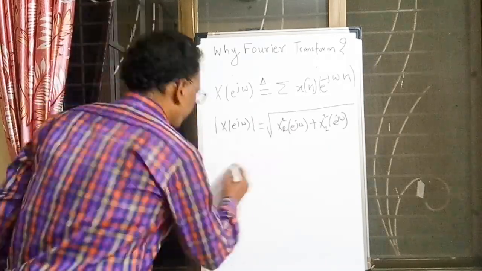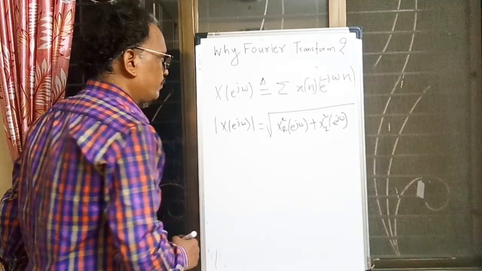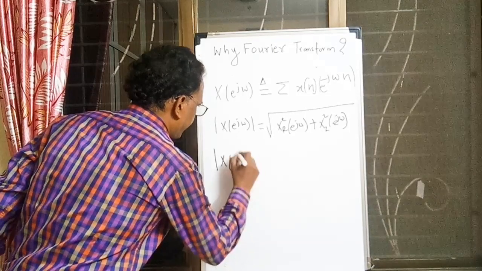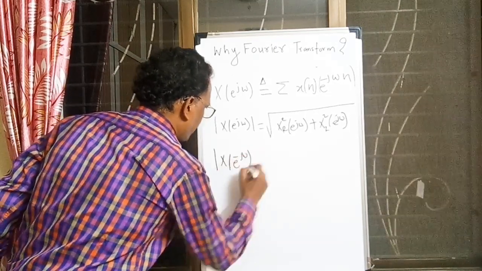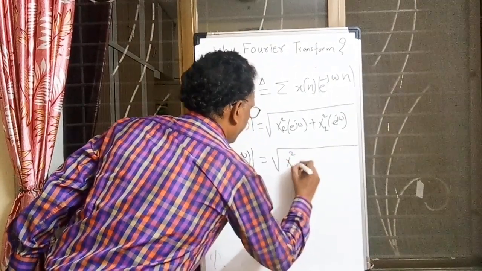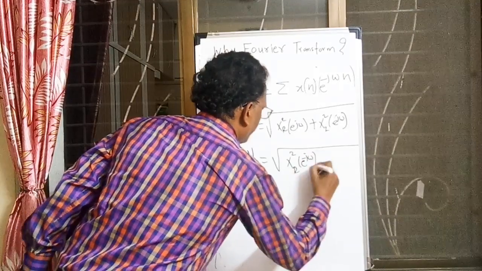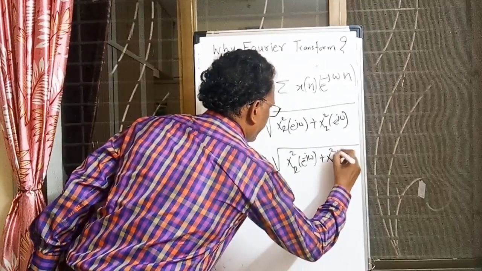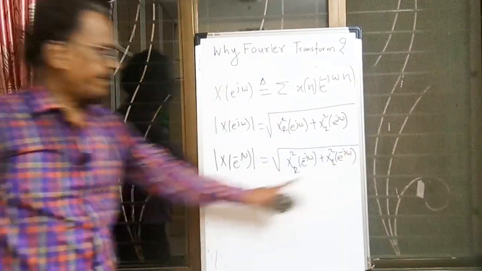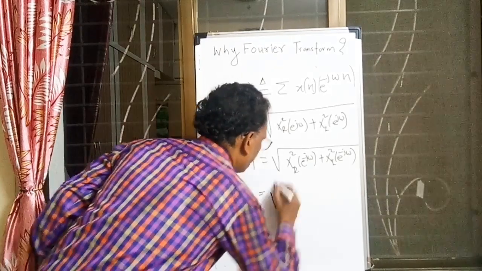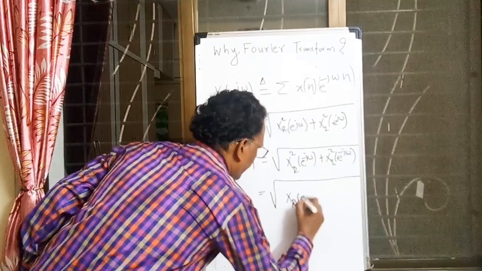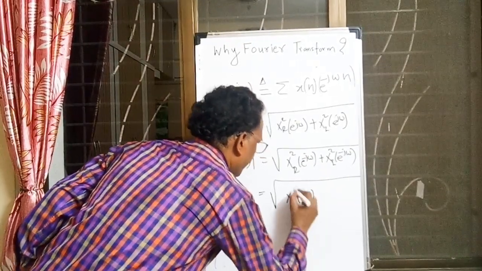So let us again replace omega by minus omega on both sides. By replacing omega by minus omega, we get the mod of x of e to the power minus j omega. On the right-hand side it will be the square root of xr e to the power minus j omega squared plus xi e to the power minus j omega squared. Replacing omega by minus omega on both sides we get this. But we know that the real part of the Fourier transform is symmetric, so xr e to the power minus j omega is equal to xr e to the power plus j omega.